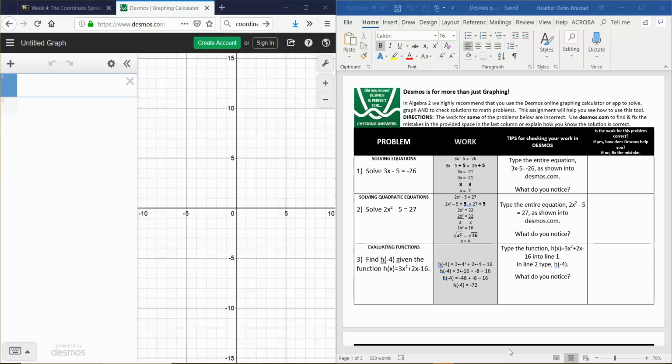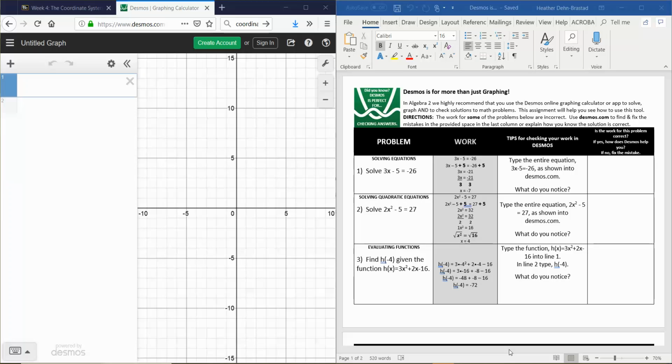Okay, this is Ms. DB, and this assignment is the Desmos is for more than just graphing assignment. This has two purposes. One is to just practice using another graphing tool, an algebra graphing calculator tool, and another one is to see some other things that you can do with Desmos.